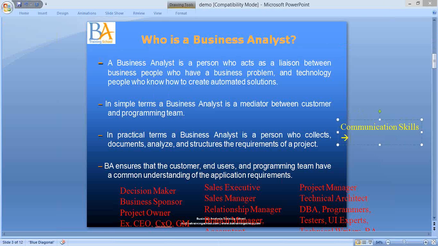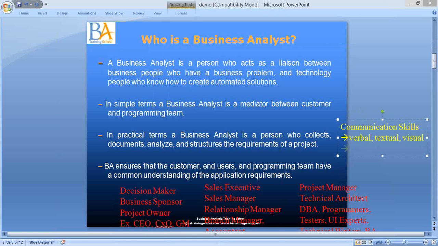Which includes verbal, textual, and visual. Verbal is because you have to go to the customer and collect requirements, oral face-to-face communication, or in other ways also you will be talking to several people, and you need excellent communication skills. Textual is because you have to write or document so many requirements, hence you need very good textual skills. And visual is where you need to explain the requirements in a diagrammatical approach, for which you will be using some tools or techniques. We call them UML concepts and UI concepts. That is for the visual part.